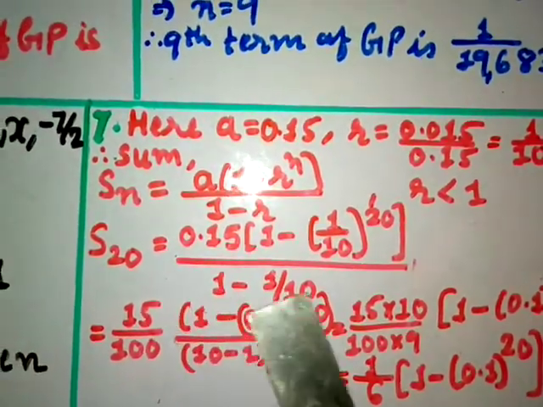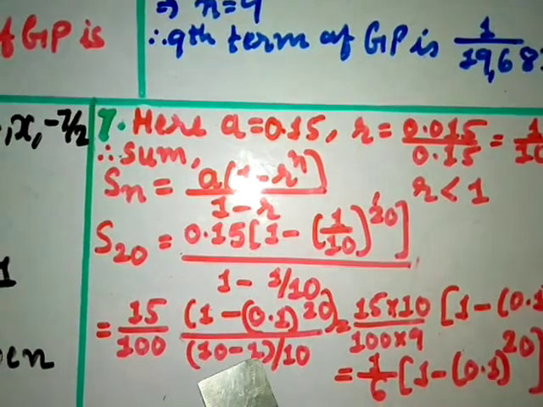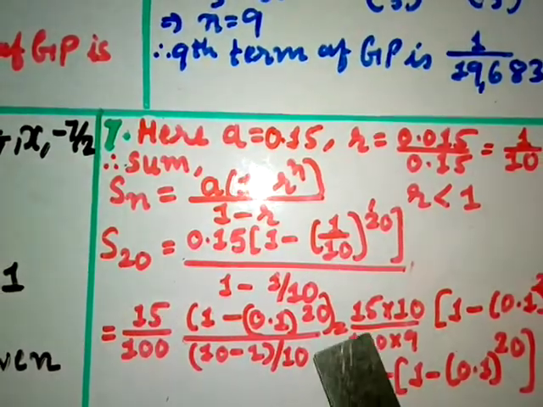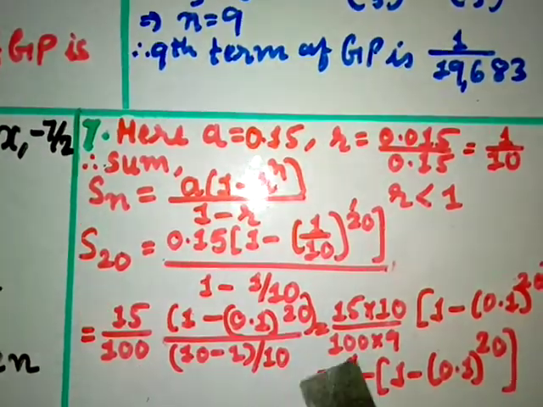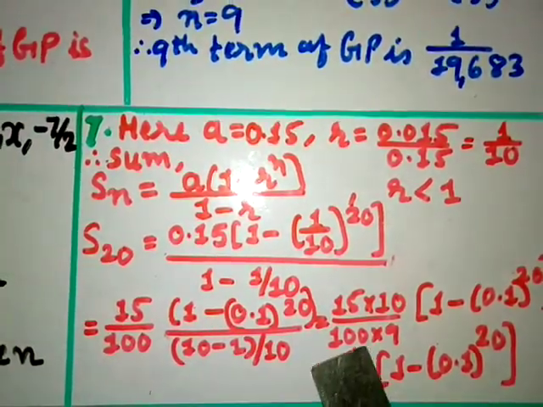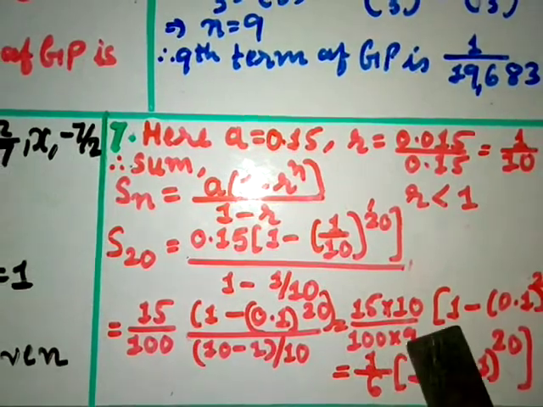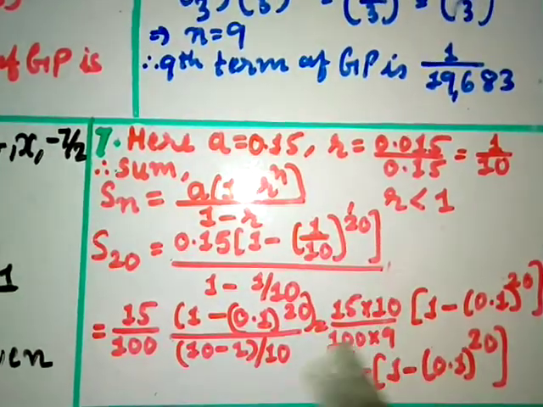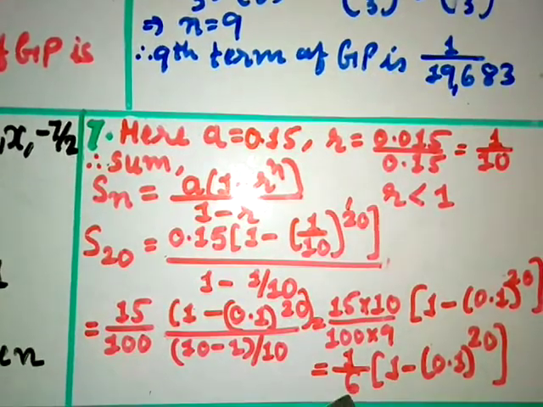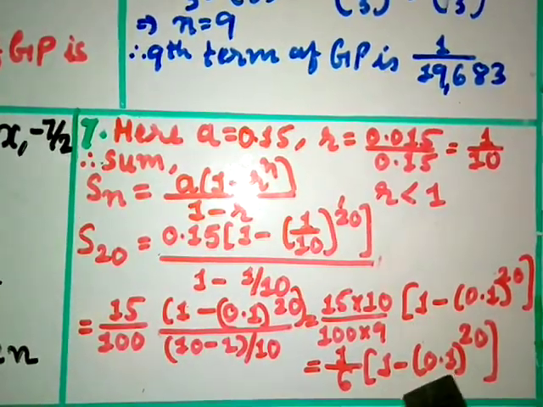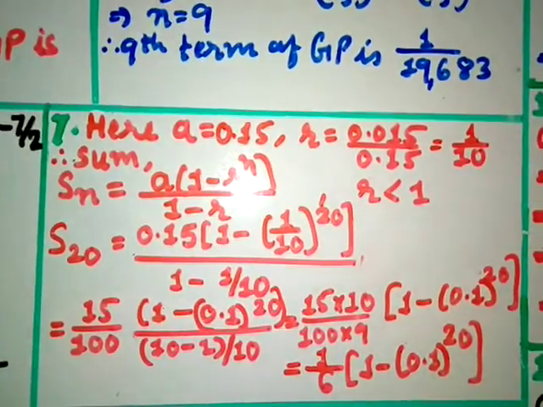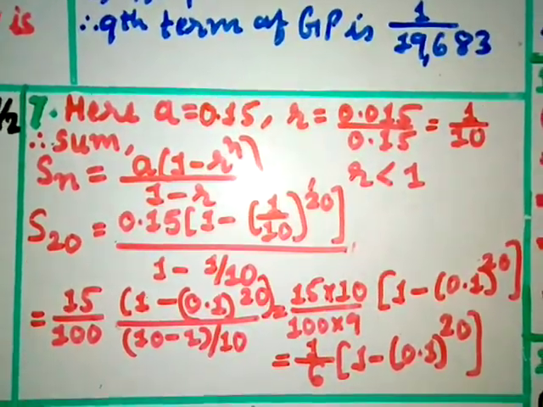And in the denominator I am taking the LCM. So 1 into 10, 10 minus 1 divided by 10. Now this 10 I can take in the numerator. So 15 into 10 and this 100 as it is, 10 minus 1 is 9. And this one I have written as it is, 1 minus 0.1 power 20. Now if you cut here, then this simplification is 1 by 6 into 1 minus 0.1 power 20. So that is the sum of 20 terms for the given GP.